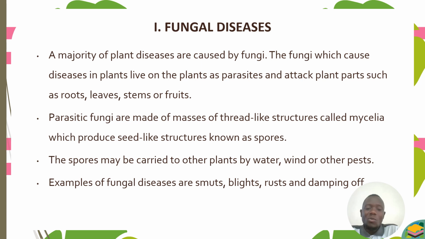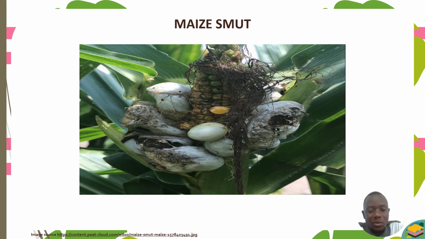The spores may be carried to other plants by water, wind, or other pests. So water, wind, and other pests are agents of fungal disease, and they spread the fungal disease by carrying the spores from one plant to another. Examples of fungal diseases are smut, blights, rust, and damping off. This is just an example of maize smut. You can see in that picture these are known as spores, and they can be carried from one plant to another plant, thereby spreading the disease.